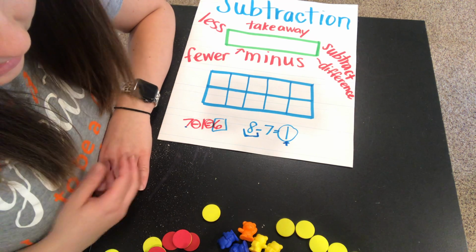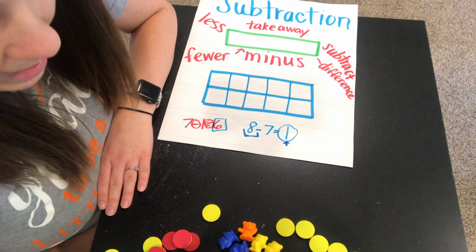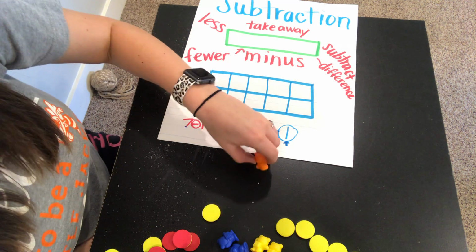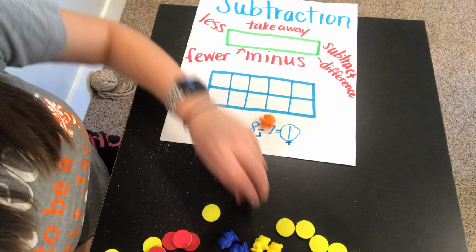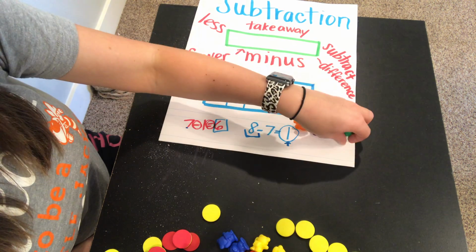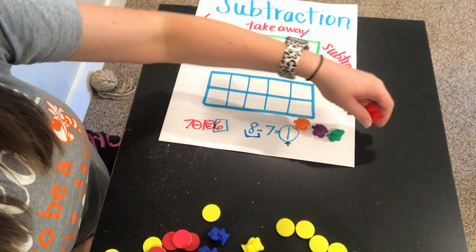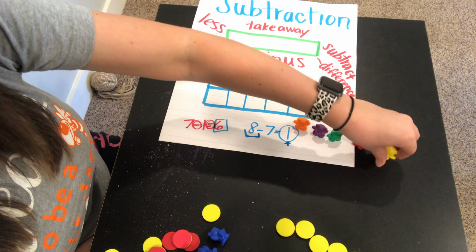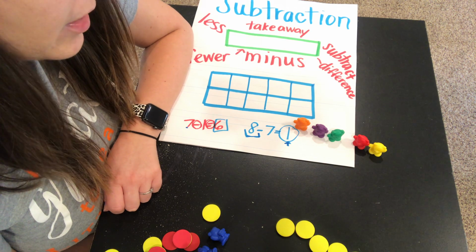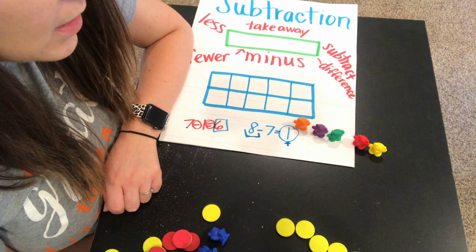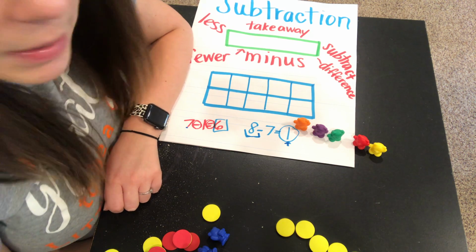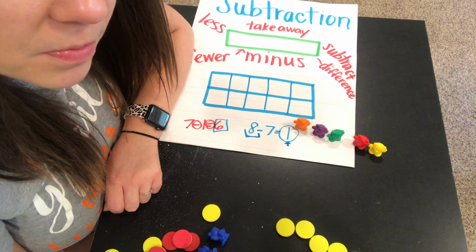All right, Adrian has 5 bears. 1, 2, 3, 4, and 5. Adrian has 5 bears. She gives 3 of the bears to her sister Alexis. How many bears does Adrian have now?